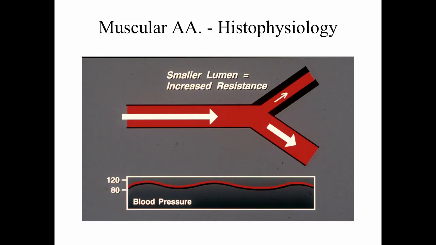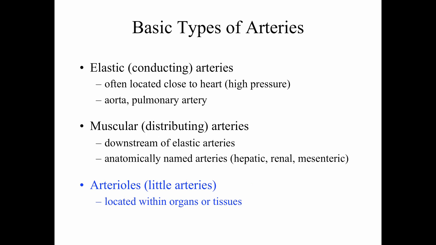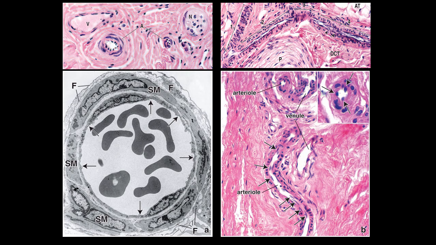Just a higher power view in the muscular artery, so you can see the internal elastic lamina like this. You can see some nuclei of the endothelial cells, and then you can see this portion of the tunica media. If you think about the histophysiology of muscular arteries, they have a smaller lumen, so there's an increased resistance. Blood pressure is starting to get decreased somewhat as you go downstream through the muscular arteries. And then finally, the little arteries, or the arterioles. Here is an electron micrograph showing an arteriole.